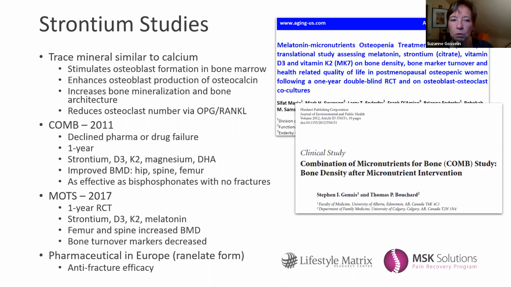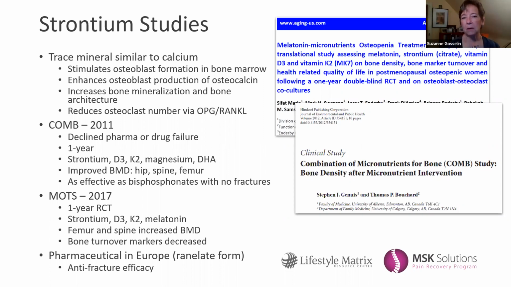Another study used a combination of strontium, D3, K2 again, but now with melatonin, and found increased bone mineral density in both the femur and the spine, and that the bone turnover markers were decreased, indicating a reduction of bone resorption as a result of this formula. And in Europe, there's a type of strontium that's been used for several years with great efficacy in reducing fractures.